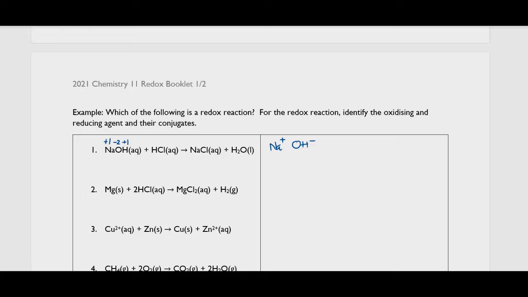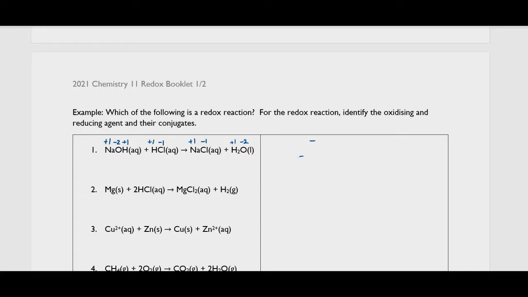Okay, HCl, this is a compound, so hydrogen will be +1 and Cl is -1, so that they add up to 0. NaCl is another ionic compound with 2 ions, Na+ and Cl-, so sodium will be +1 and chloride will be -1. And H2O is a compound, so each hydrogen is +1, each oxygen is -2, and it will work because if you add these together, you do get 0, which is the charge of the compound.